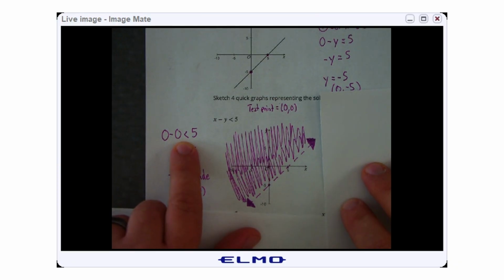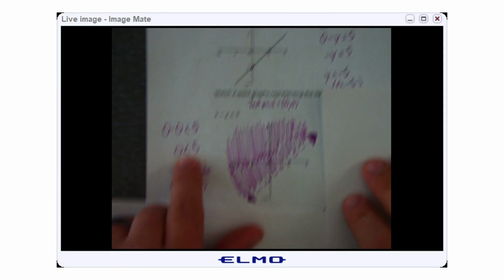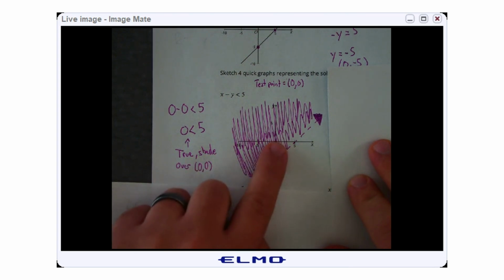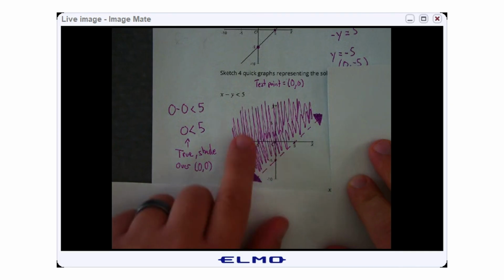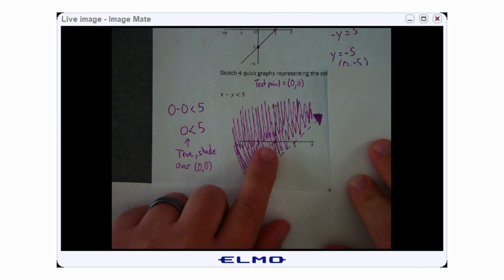I'm going to break that down a little more. 0 minus 0 is 0. So this inequality turns into 0 is less than 5. That is a true inequality. 0 is less than 5. Because this inequality is true, this is what I write here. I would shade over the point 0, 0. The point 0, 0 is right here. That's why I chose to shade above my line, because it made a true inequality. Anytime it makes a true inequality, you shade over your test point. My test point is above the line. That is why I shaded above the line. Okay, we're going to try it again.